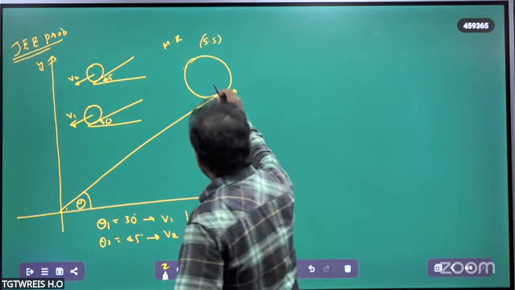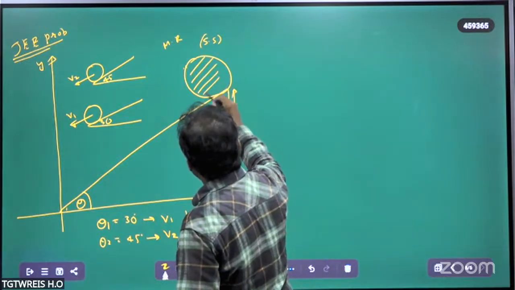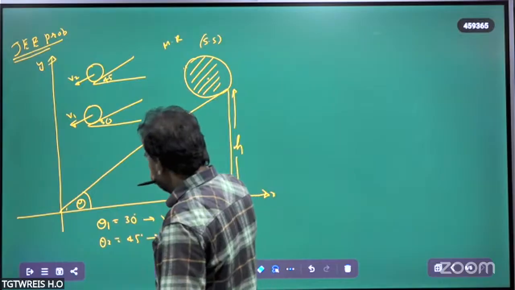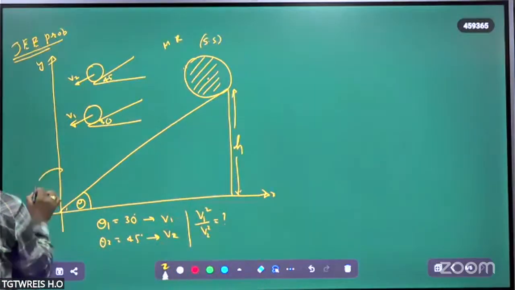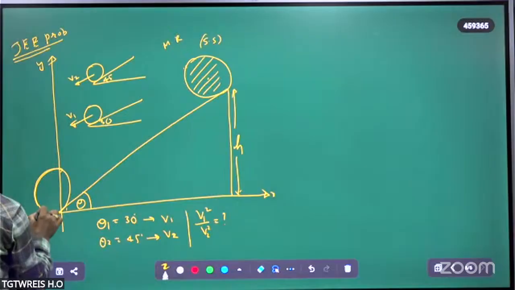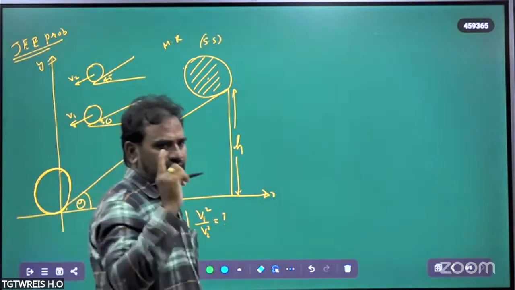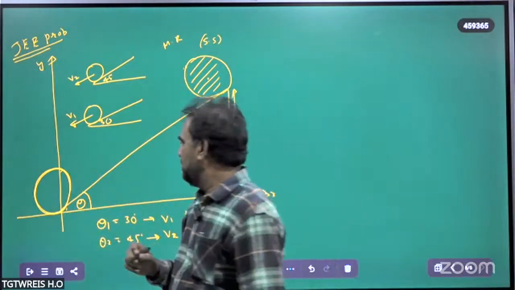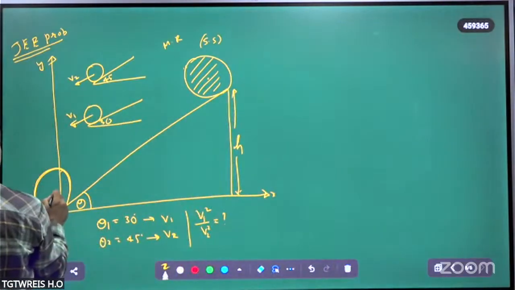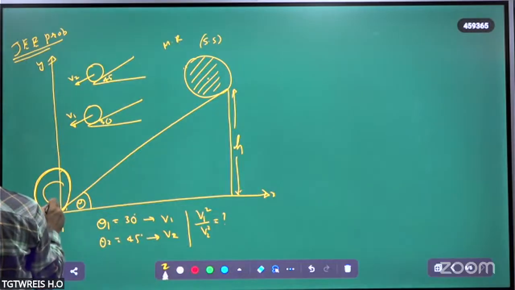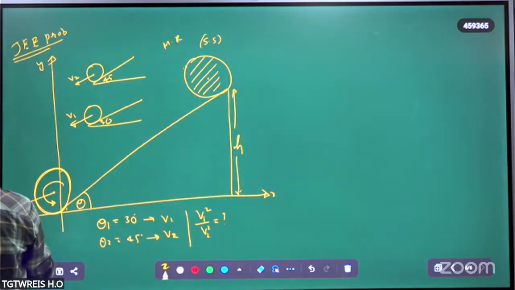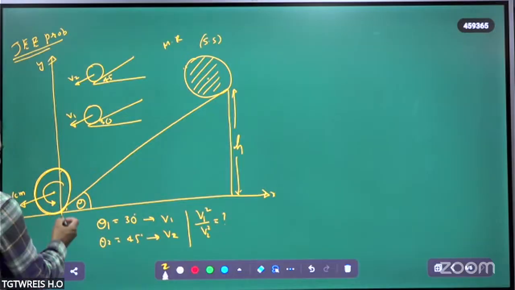When the solid body rolls down and reaches the bottom, it has two types of energies. First one is rotational kinetic energy, and second one is linear kinetic energy, as the center of mass is moving with a certain velocity.